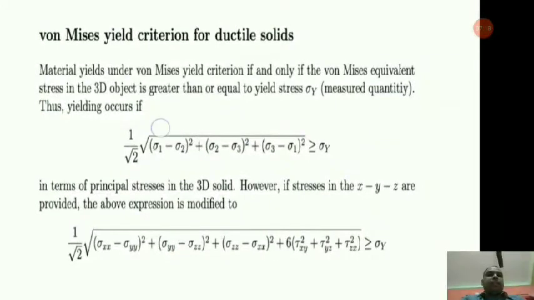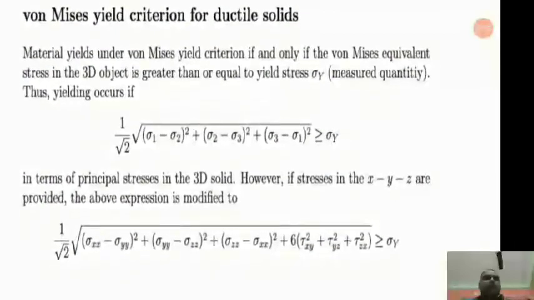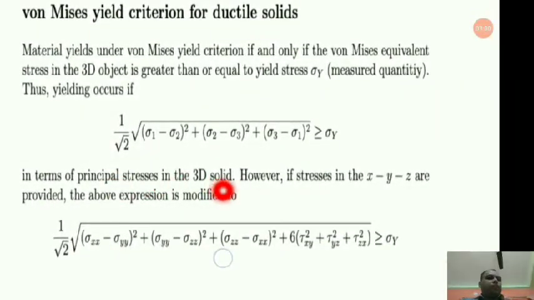Now, coming to the von Mises yield criterion for ductile solids. It says a material yields under the von Mises yield criterion if and only if the von Mises equivalent stress in the 3D object is greater than or equal to the yield stress, that is sigma y. There is a measured quantity, you can say. Thus yielding occurs if 1 by root 2 of the square root of (sigma 1 minus sigma 2) squared plus (sigma 2 minus sigma 3) squared plus (sigma 3 minus sigma 1) squared is greater than or equal to sigma y, where sigma y is the yield stress, in terms of principal stresses in the 3D solid.